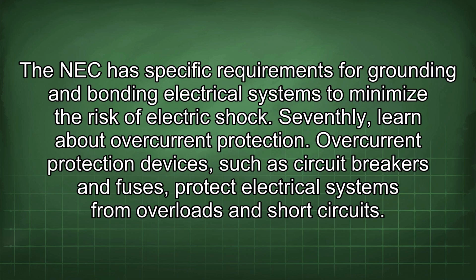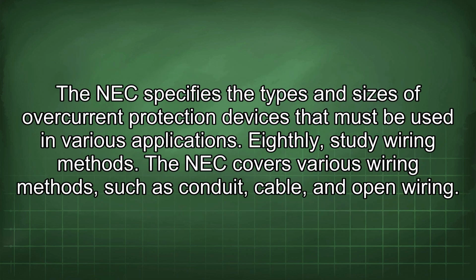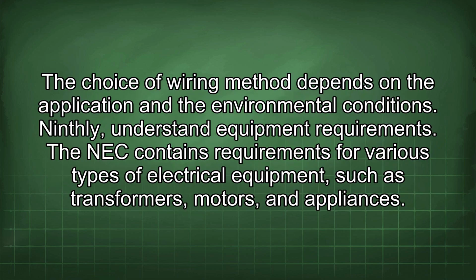Seventhly, learn about overcurrent protection. Overcurrent protection devices, such as circuit breakers and fuses, protect electrical systems from overloads and short circuits. The NEC specifies the types and sizes of overcurrent protection devices that must be used in various applications. Eighthly, study wiring methods. The NEC covers various wiring methods such as conduit, cable, and open wiring. The choice of wiring method depends on the application and the environmental conditions.